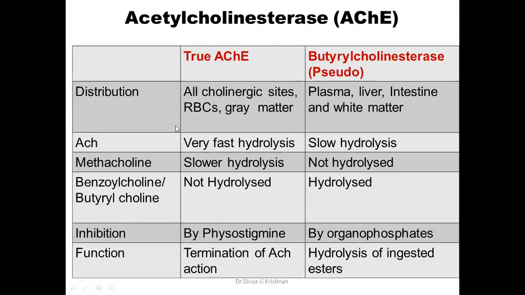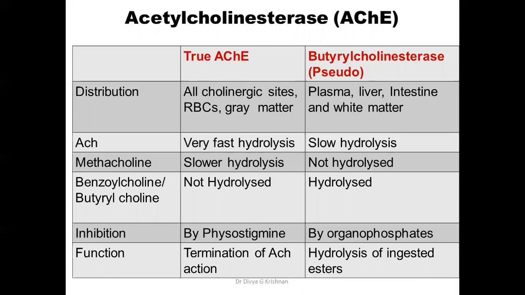The basic difference between these two enzymes is that acetylcholine is hydrolyzed very fast by the true cholinesterase, whereas the hydrolysis of acetylcholine is very slow by the pseudocholinesterase. On the other hand, you can see that methacholine is hydrolyzed very slowly by the true cholinesterase and not at all hydrolyzed by the butyrylcholinesterase.